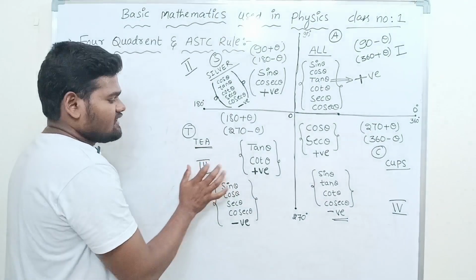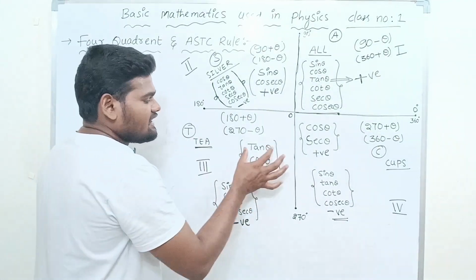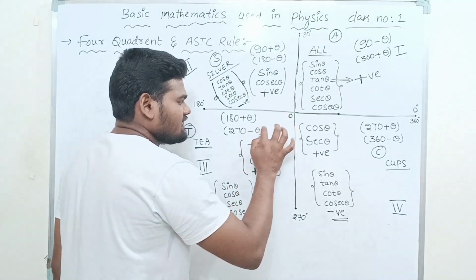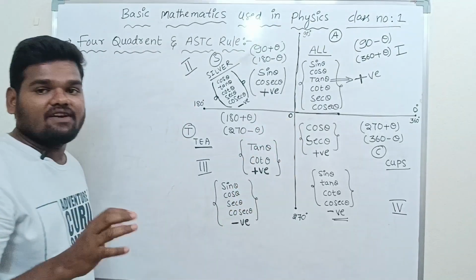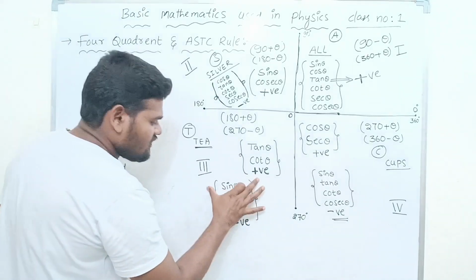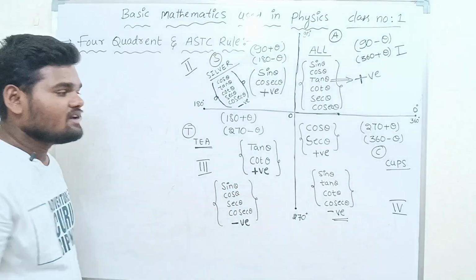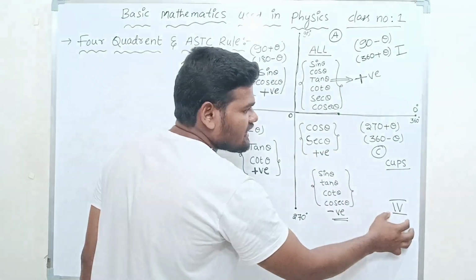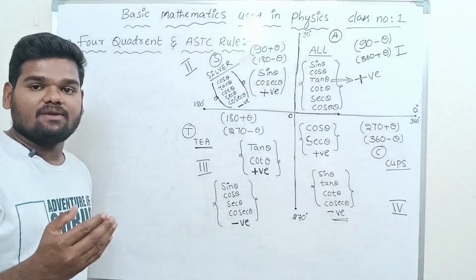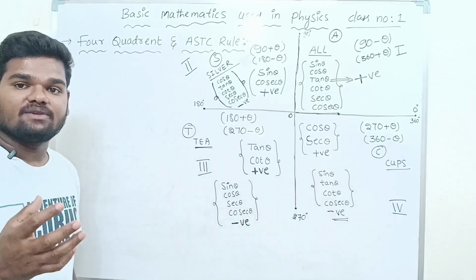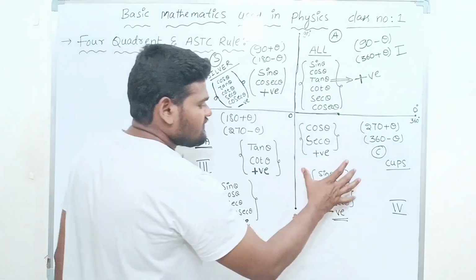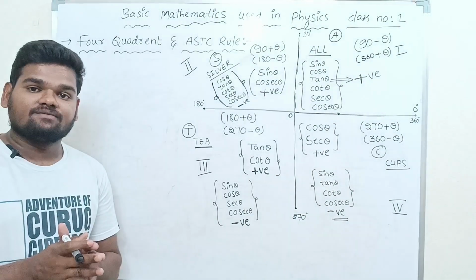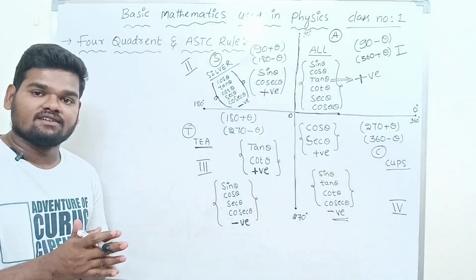In the third quadrant only tan theta and cot theta are positive. At what angles? 180 plus theta, 270 minus theta degrees. So remaining all functions are negative. Okay, so next one, cos and sec are positive in the fourth quadrant at 270 plus theta and 360 minus theta degrees. So remaining functions are negative in the fourth quadrant. Is this clear? Is it clear?